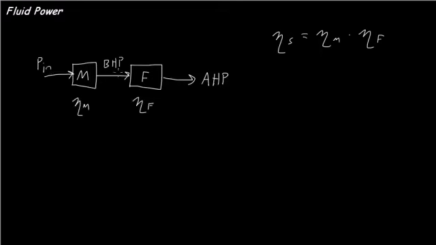So when you're given these problems, try to draw a diagram like this. If it's a pump system, you replace this with a P for pump. This becomes the efficiency of the pump. And then your air horsepower changes to water horsepower. Everything else is the same.